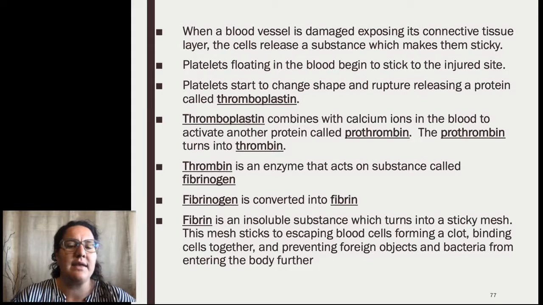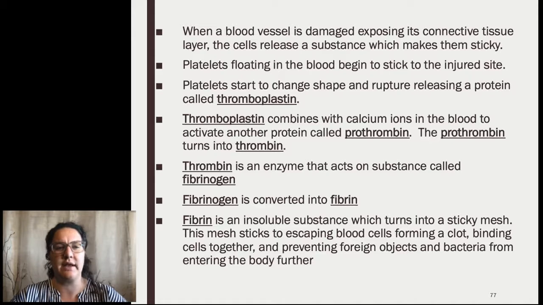But when looking at the steps of blood clotting, first, a blood vessel is damaged, exposing its connective tissue layers, and the cells of that blood vessel release a substance which makes them sticky. Then platelets, which are just floating around in the plasma, begin to stick to those injured sticky sites. Platelets start to change shape and rupture, releasing a protein called thromboplastin, which combines with calcium ions in the blood to activate another protein called prothrombin. And prothrombin turns into thrombin.